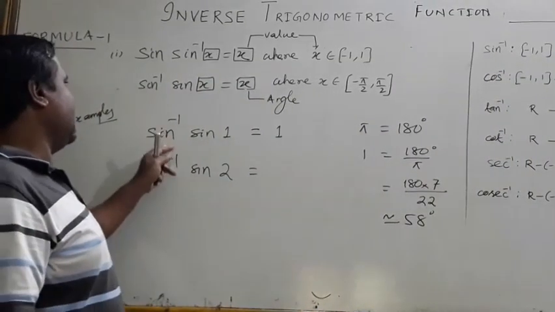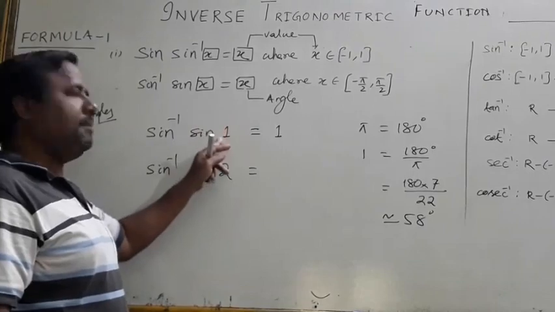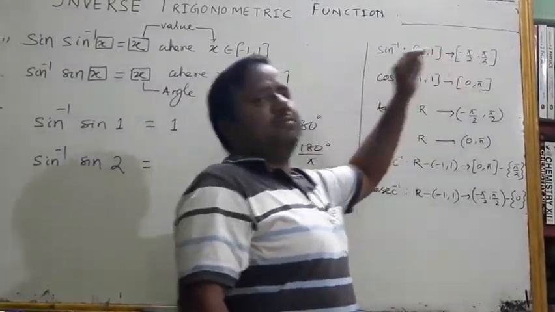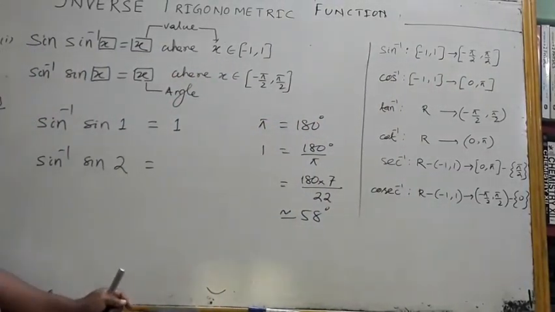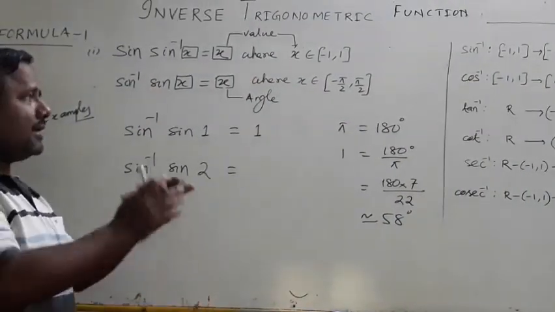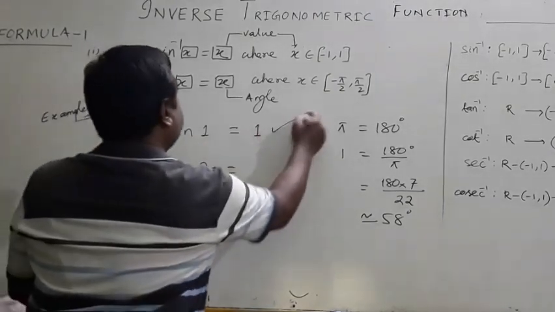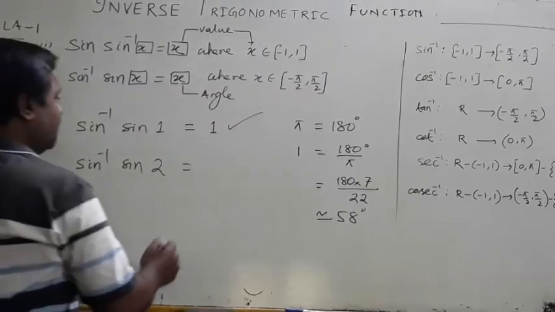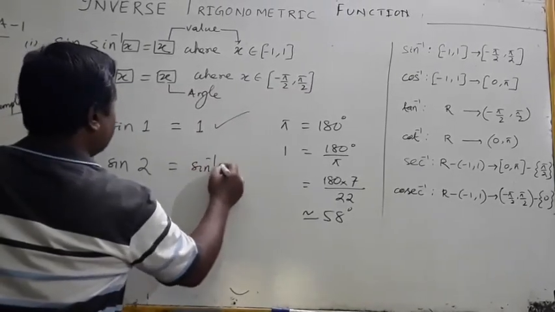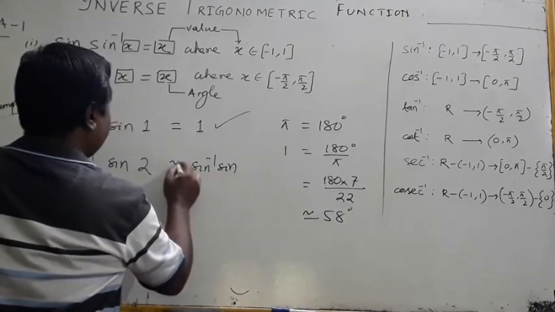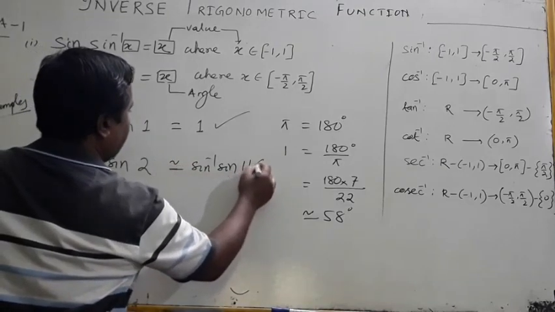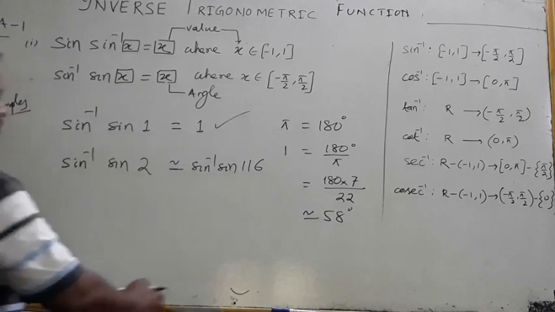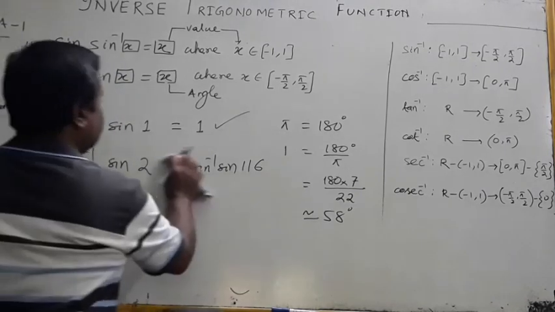Now tell me, sine inverse sine 1. 1 means 58 degree. And this 58 degree lies between minus pi by 2 to pi by 2. So this is correct. But sine inverse sine 2 means what? 2 means near equal to 116 degree. So I cannot write sine inverse sine 2 is equal to 2.